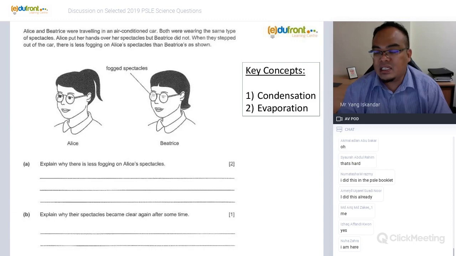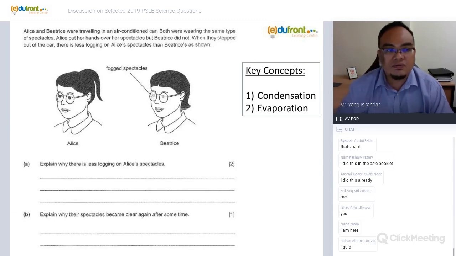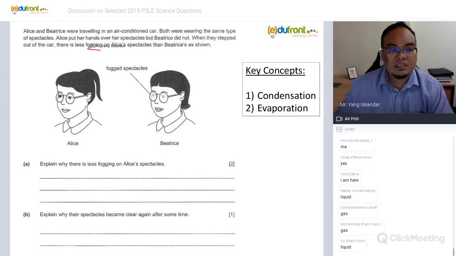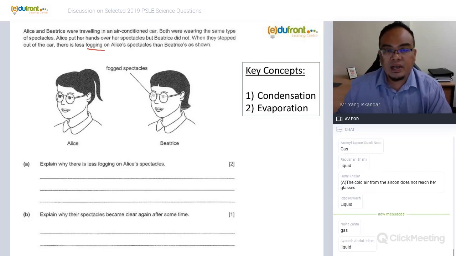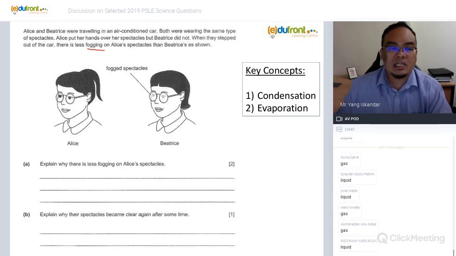Now, first question you need to ask yourself, what is this fogging? What state is it? Is it solid, liquid, or gas? Can you tell me? What is this fogging? Is it solid, liquid, or gas? Okay, some of you say gas, some of you say liquid. Now, if you identify that part wrongly, that's it already. Then you have problem answering this question.